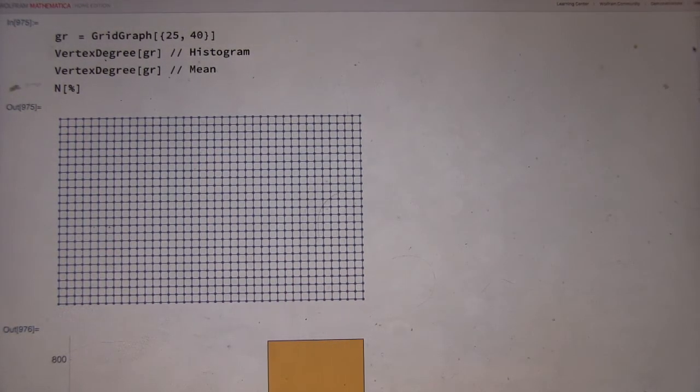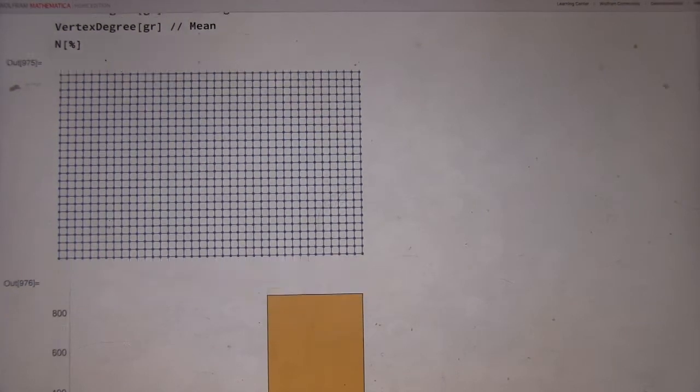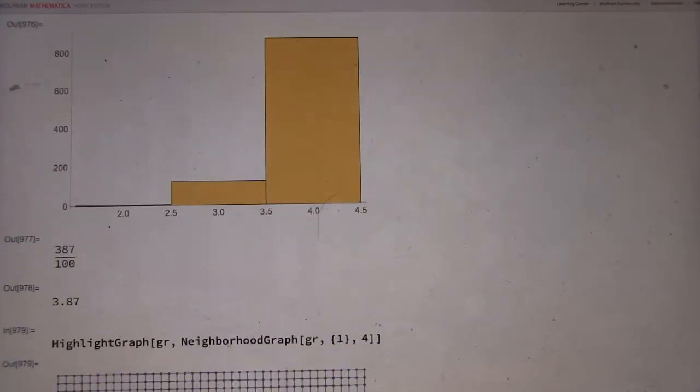On this grid, how many connections does a person have mostly? Four. Yeah, all your neighbors, except if you're on the edge or corner. And with this one I made, it has on average about 3.87 connections, which isn't too hard to believe.